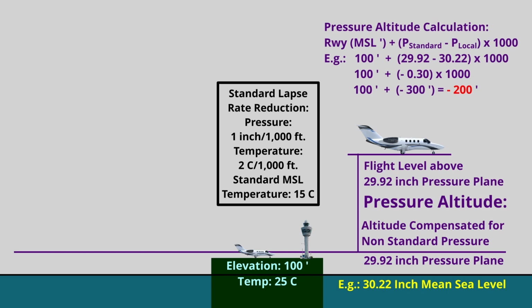Pressure altitude is measured vertical above the standard pressure plane of 29.92 inches of mercury and is altitude, compensated for non-standard pressure. The calculation for pressure altitude is to take the runway altitude and add to this the difference between the standard pressure and the local pressure and then multiply this by 1,000. In this example, 100 feet plus the difference between the standard of 29.92 and local 30.22, which is negative 0.3, times 1,000, which comes to 100 plus minus 300, which comes to minus 200 feet pressure altitude, almost the same as the altitude of 100 feet. The closer to sea level you are, the smaller the difference.